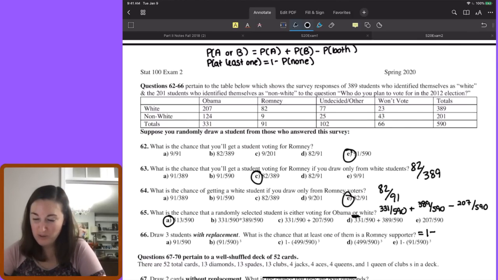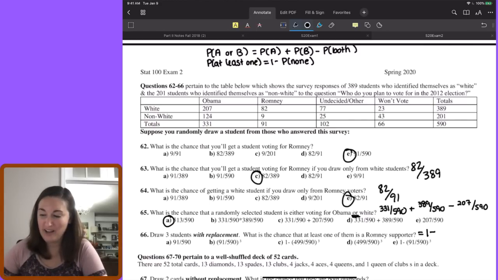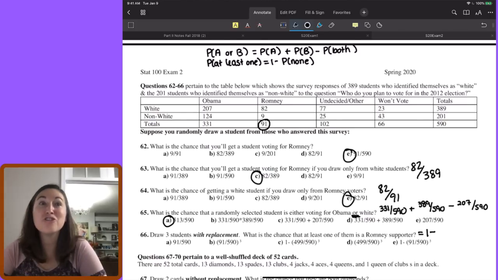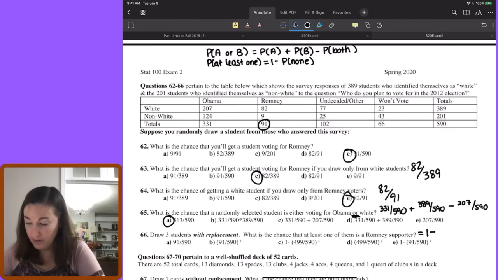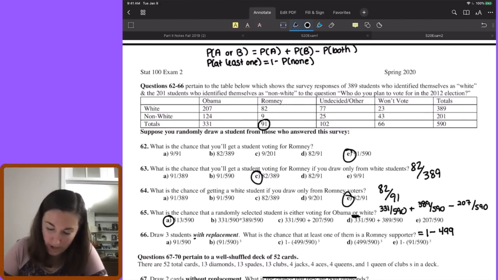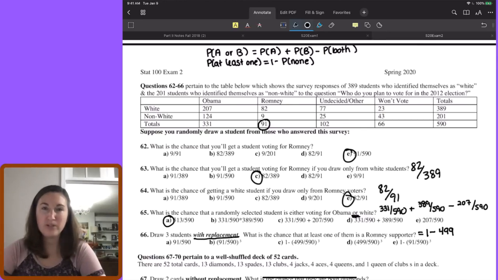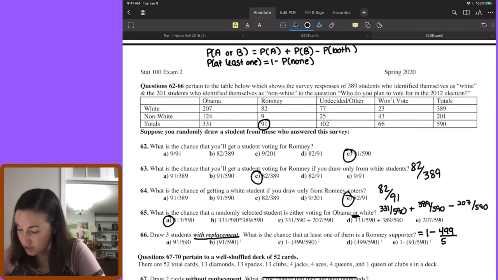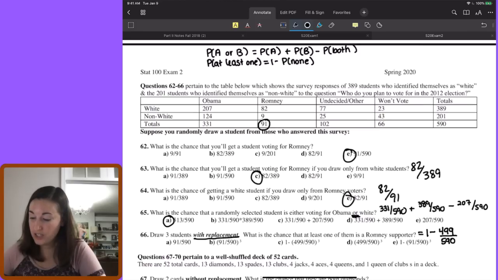So the chance that they are a Romney supporter is 91 out of 590, right? If I look at the Romney column. So the chance that they're not a Romney supporter would be 590 minus 91. So that would be 499, right? And we're drawing with replacement, so that means we're going to take a student out and put them back in. So the denominator never changes, so I can just go ahead and cube that answer.